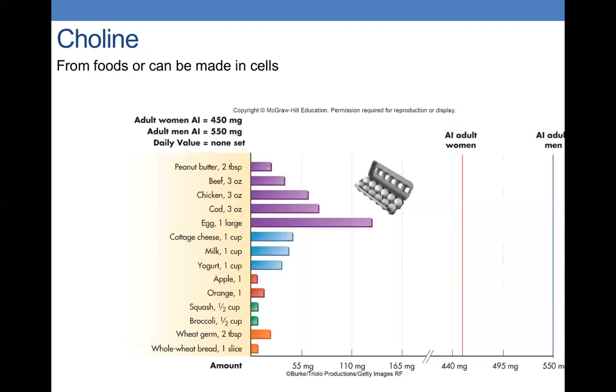You can see that eggs are a good source, milk, yogurt, apples, oranges, whole wheat, but none of these are even close to meeting the AI. I guess if you had 2 or 3 eggs a day, you might get there. But it's not that high in food sources. There is an upper limit for choline, and the adequate intake levels for choline are higher during pregnancy because it's needed for the developing baby.